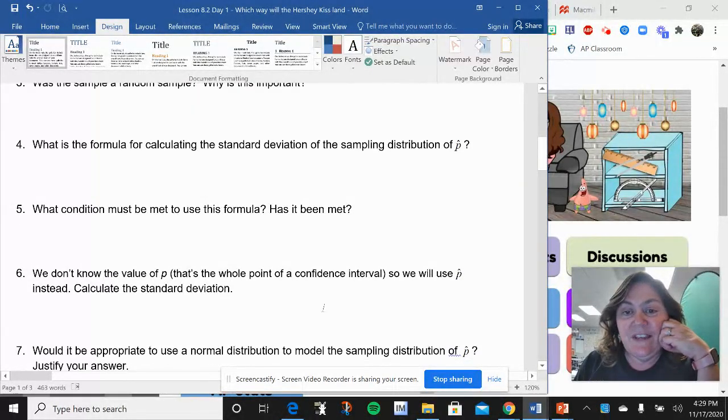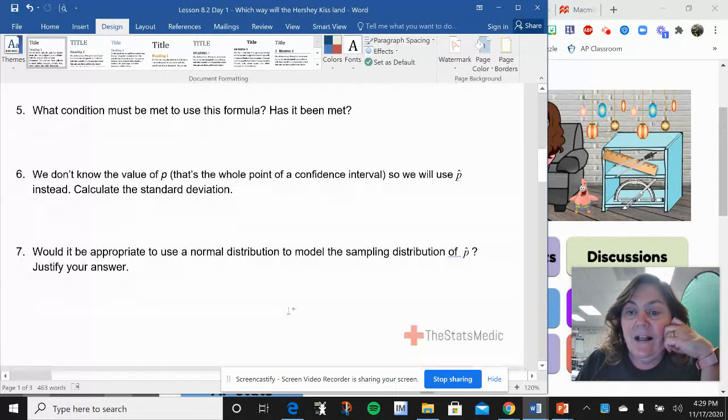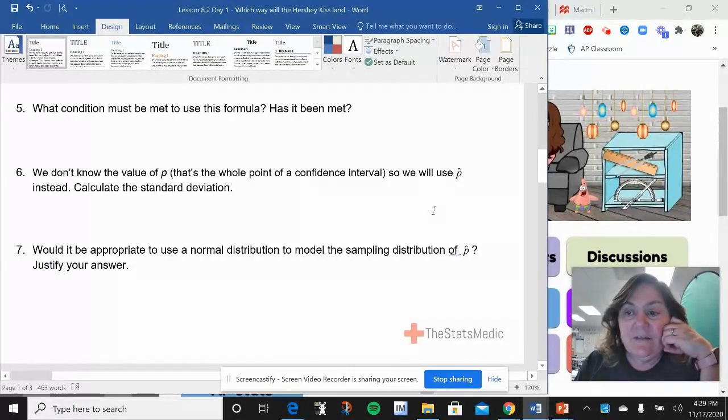What's the formula for standard deviation? What condition must be met to use that formula? And we don't know p, so we're going to substitute p-hat in that. So calculate the standard deviation, and then you'll have to check n times p-hat, and n times 1 minus p-hat, of course, because that's what we're using.